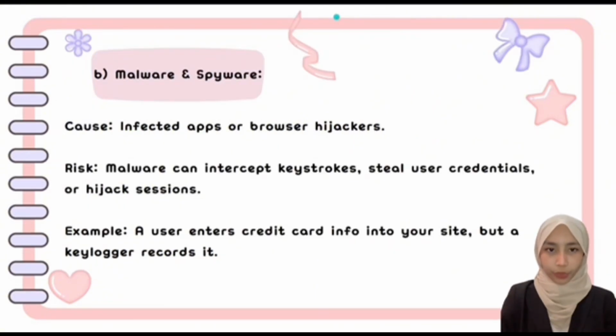B. Malware and spyware, caused by infected apps or browser hijackers. Risk: malware can intercept keystrokes, steal user credentials, or hijack sessions. For example, a user enters credit card info into your site but a keylogger records it.